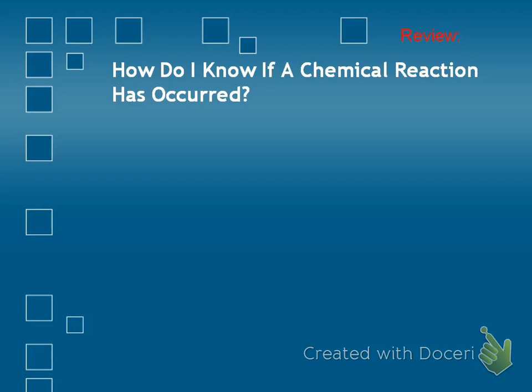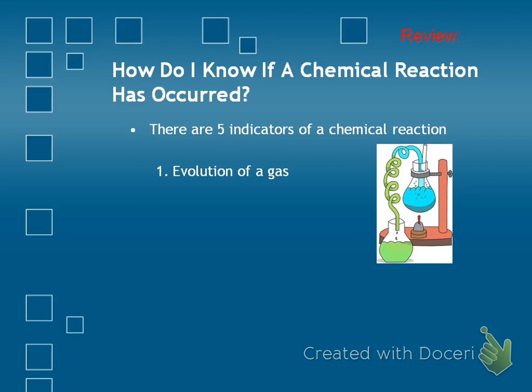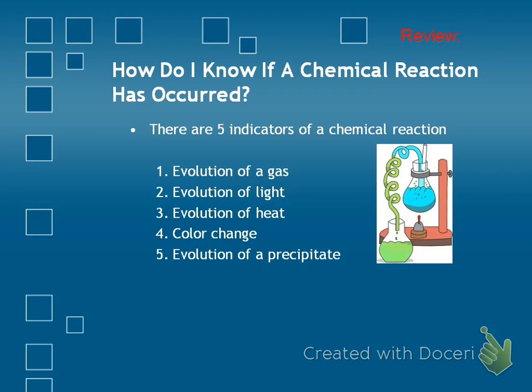Again, this is review. In our chemical and physical change notes, we talked about 5 things that we could look for to see if a chemical reaction took place. So, evolution just means production of. So, is a gas produced? Remember the hydrogen balloon when we put the zinc and hydrochloric acid together and gathered the hydrogen gas in the balloon? Is light being produced?